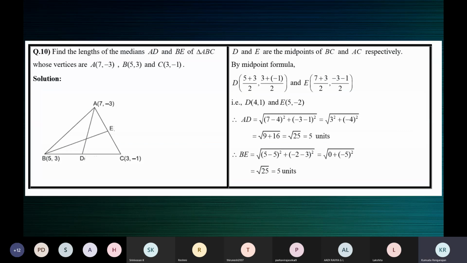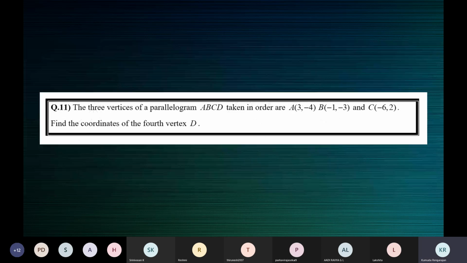So this is how we use the midpoint formula to find the coordinates of the midpoints. See another application here.